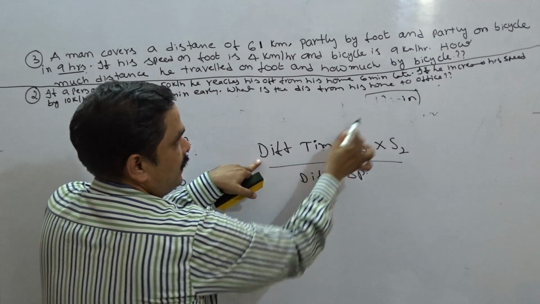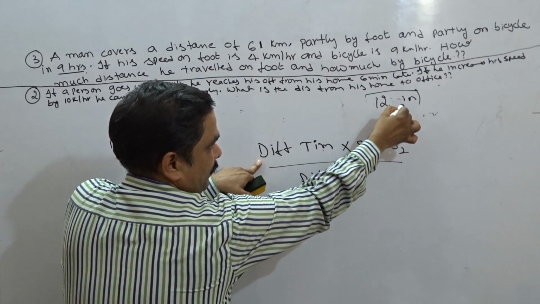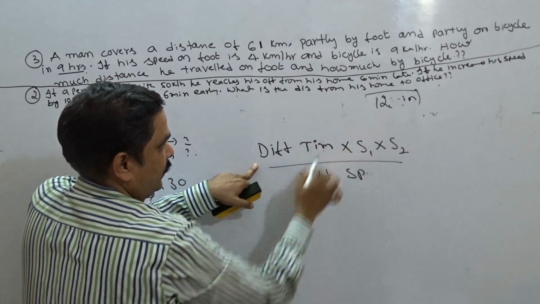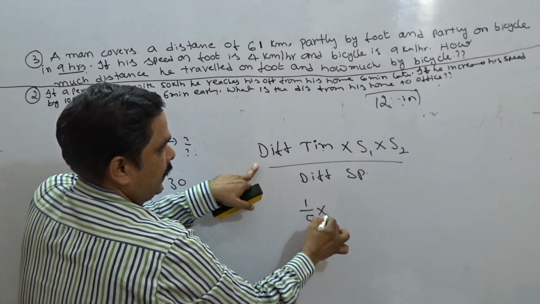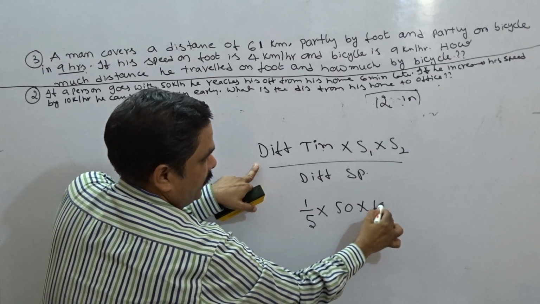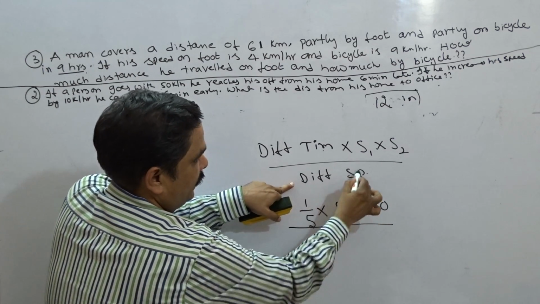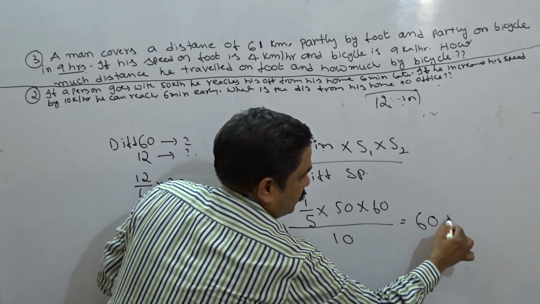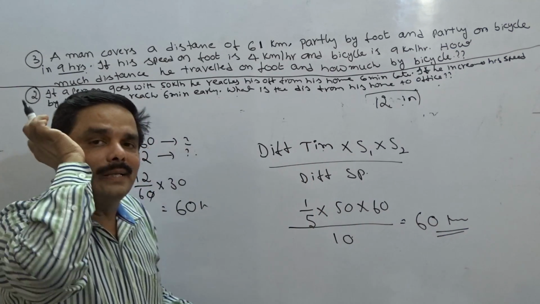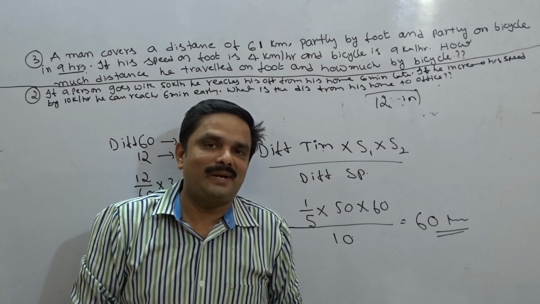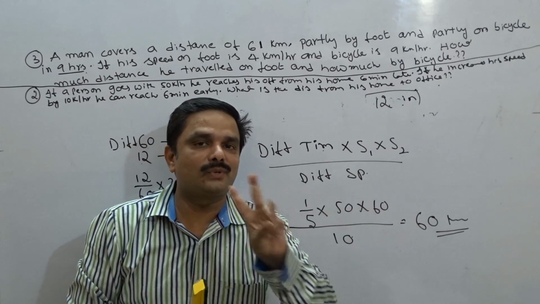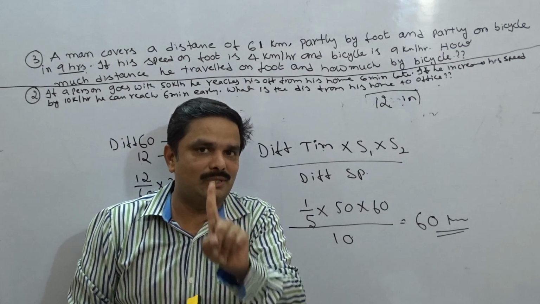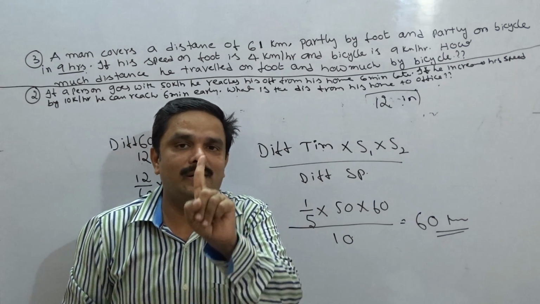Here the difference in timing is 12 minutes. Since everything is in kilometers per hour, I am taking this as R. The difference is 1 by 5 into speed 1, which is 50, speed 2 is 60, divided by the difference in speed, which is 10. Obviously here also you will get 60 kilometers as the distance. Hope you got the idea, right? This is how we need to go for this one. I have shown you 3 methods here, but I suggest the middle one, the second one, with the help of the unitary method.